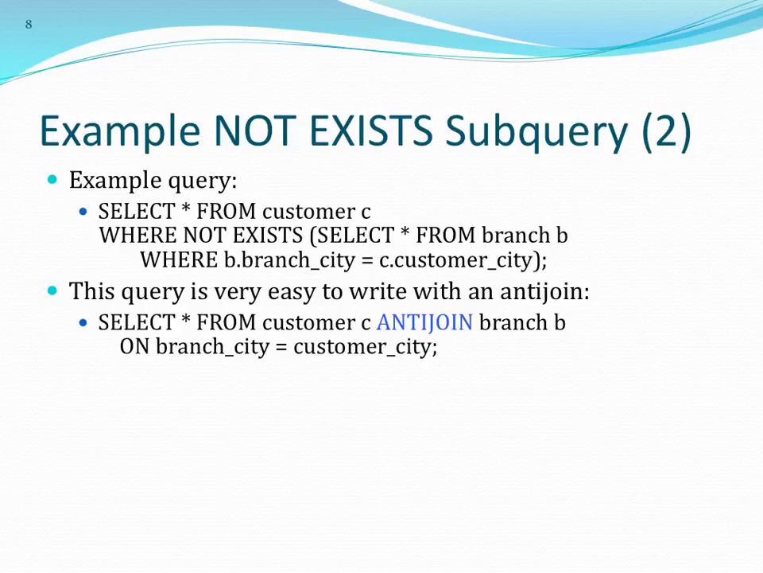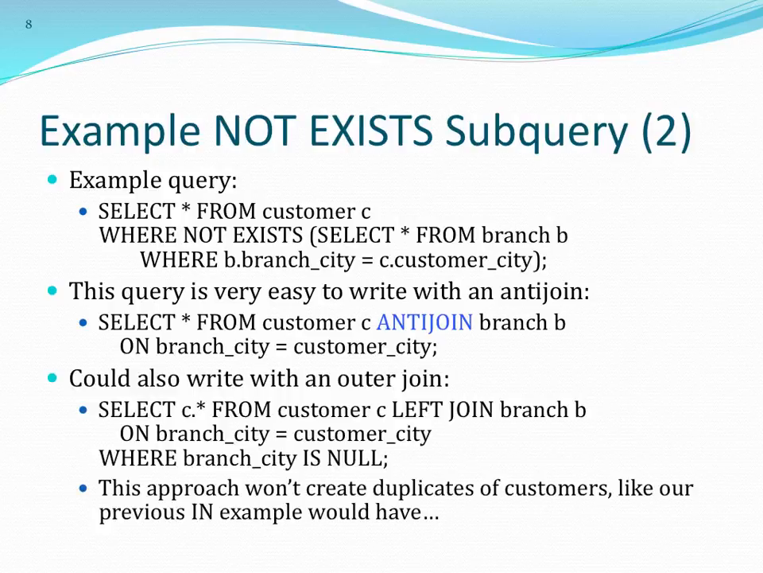Okay? So you can see that this is a decorrelated version of the exact same thing. An anti-join can be implemented very, very efficiently, particularly if you're doing like a hash join algorithm or something like that. And it'll be much, much faster than the original correlated version. Okay?